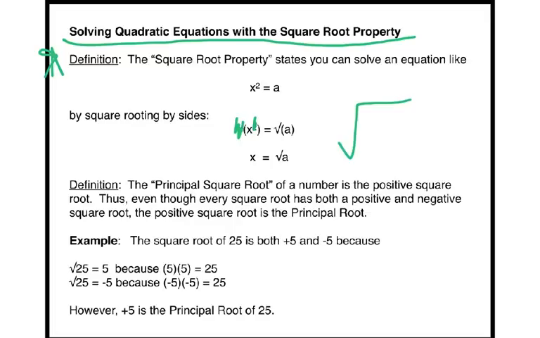Remember that the square root of a can either be positive or negative, so we normally use a plus or minus sign in front of the root. Definition: the principal square root of a number is the positive square root. Thus, every square root has both a positive and a negative square root. The positive square root is the principal root. For example, the square root of 25 is both positive 5 and negative 5. However, positive 5 is the principal root of the square root of 25.